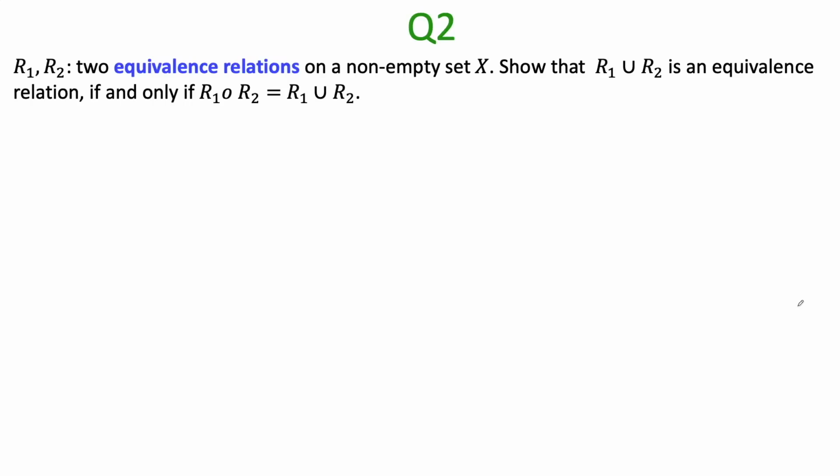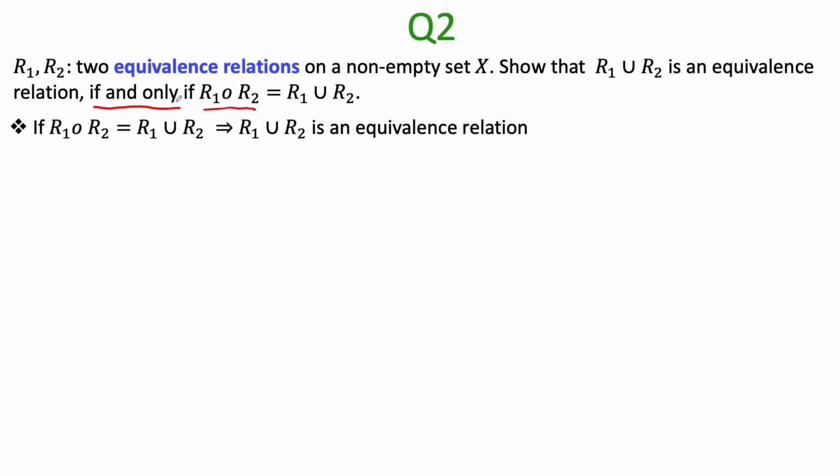Now in question number 2, again you are given two equivalence relations over a non-empty set, and we want to prove that the union of R1 and R2 will be an equivalence relation if and only if the composition of R1 and R2 is equal to the union of R1 and R2. And this is an if and only if statement. So we have to give two proofs. We have to prove the implication in both directions.